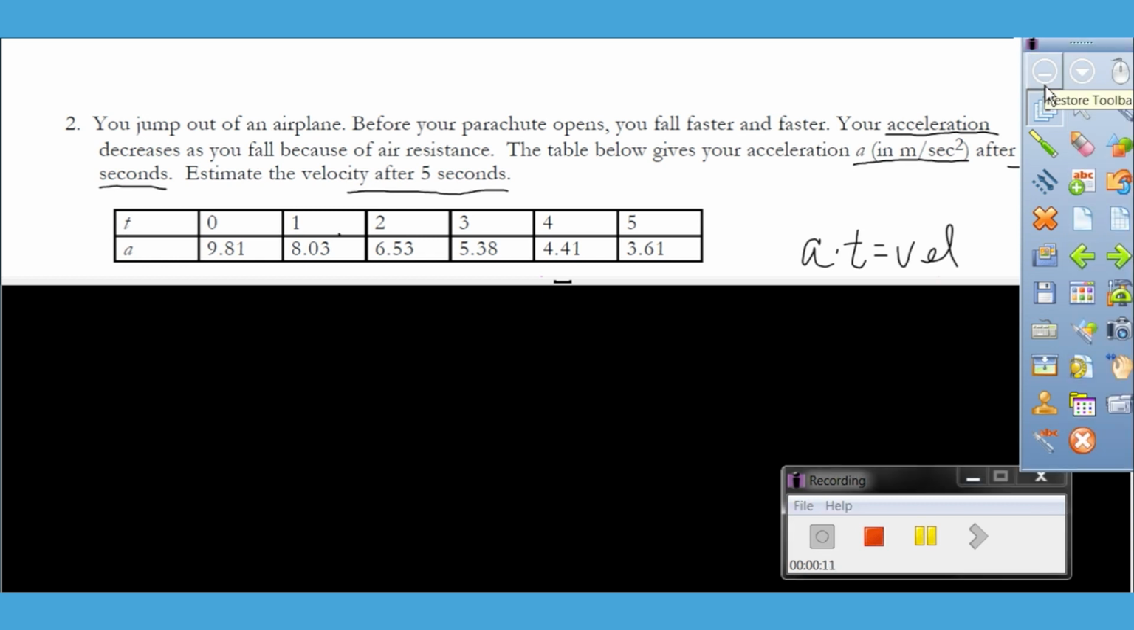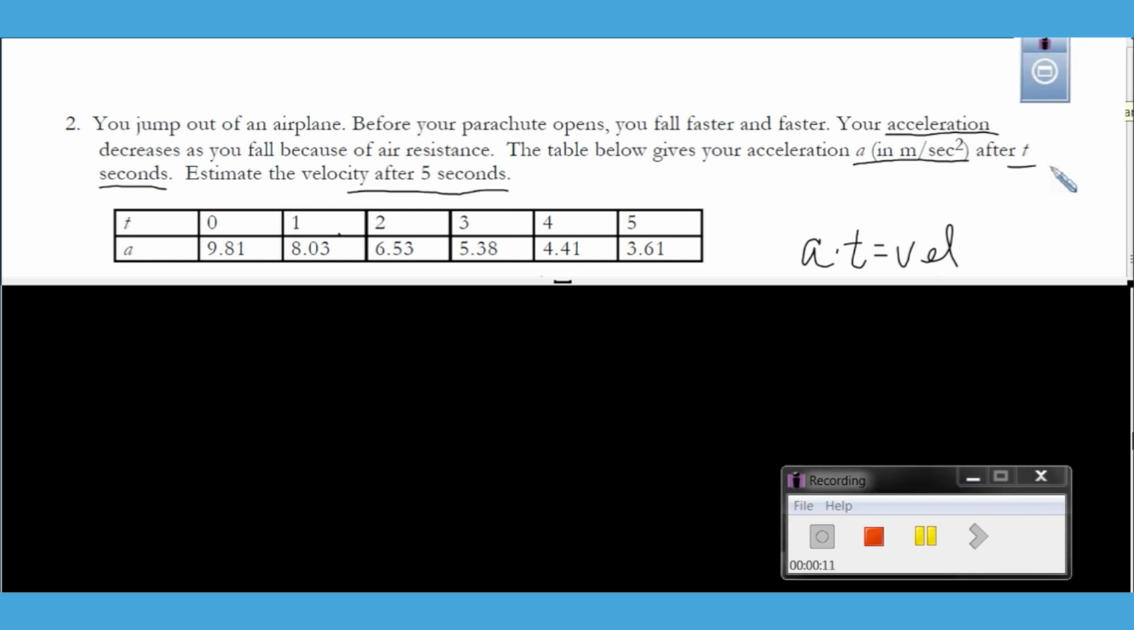This is part 2 of talking about area under a curve and finding it when you don't know exactly what shape it is and you maybe are just given points about a problem. So this is number 2 from page 138 of Master Math Mentor. Let's read the problem and get into it. Here we go. We're jumping out of a plane. Woo! And your acceleration decreases as you fall because of air resistance.